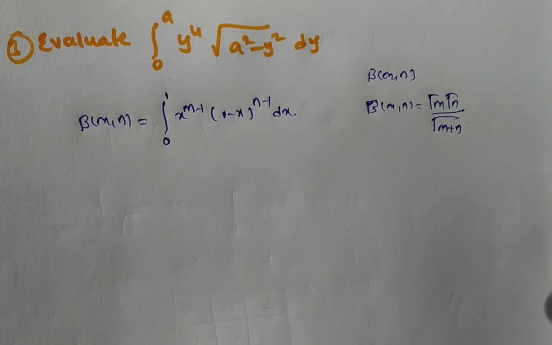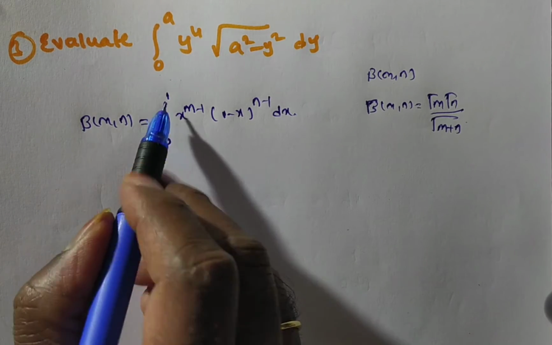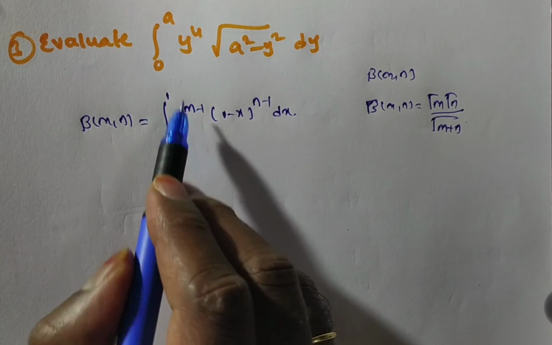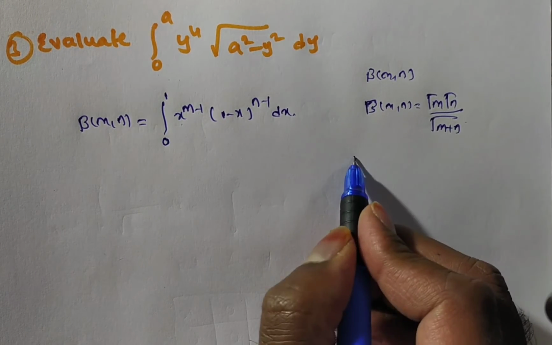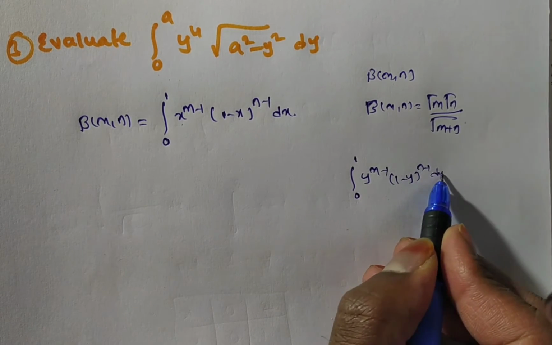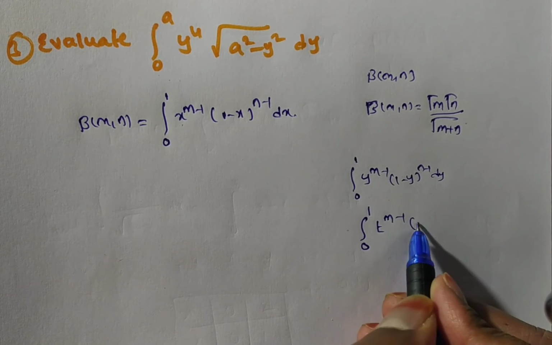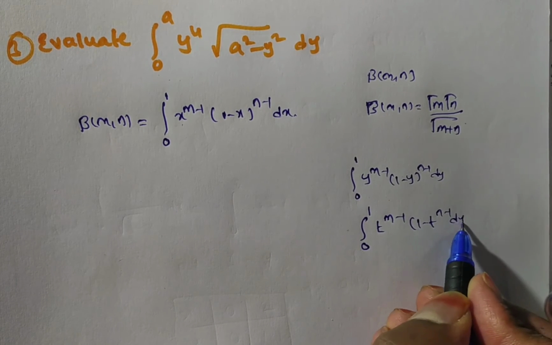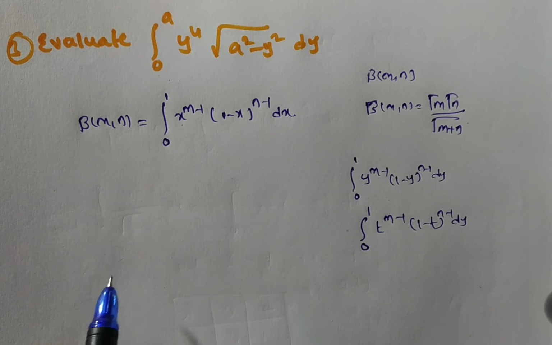Now you compare here, this is 0 to 1, and the given one is 0 to a. Leave it, x in place of x. You can also write this in different forms: the integral from 0 to 1 of y to the power of m minus 1, 1 minus y to the power of n minus 1 dy. In terms of t also you can express it, the integral from 0 to 1 of t to the power of m minus 1 into 1 minus t to the power of n minus 1 dt, whatever it may be. But if it is in this form, then you can write it as beta of m comma n. All are equal to beta of m comma n only.